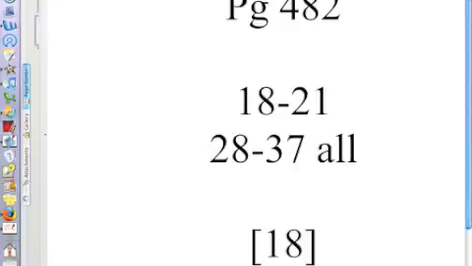Your homework tonight is page 482. Numbers 18 through 21 is factoring the trinomials and then finding the common denominators. The book is going to say find the least common multiple. You're acting like those are a denominator and you're trying to find a common denominator. And then 28 through 37, you're actually solving those problems. And this is assignment number 18.